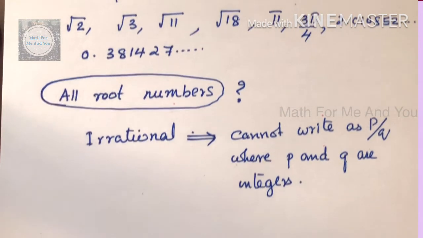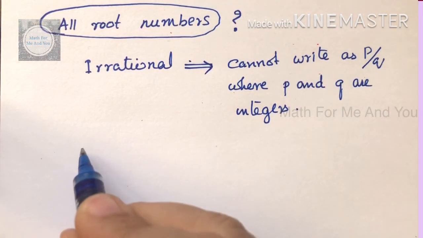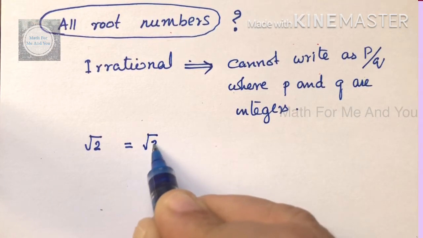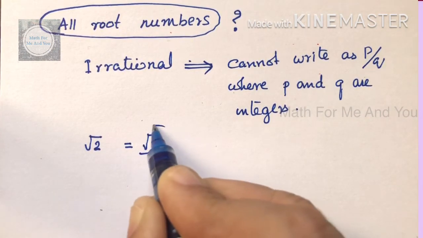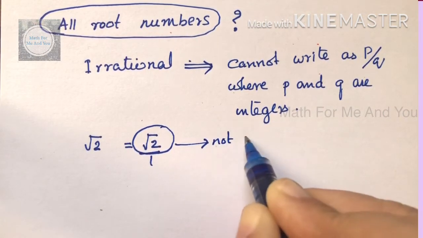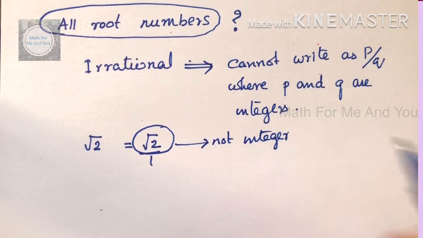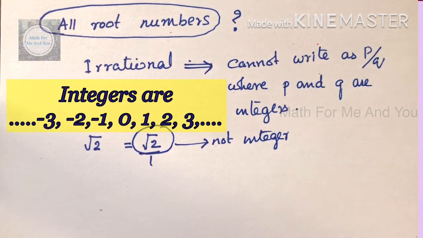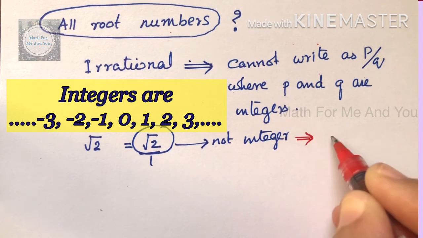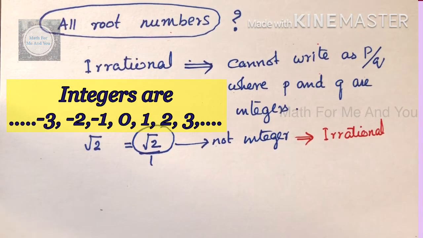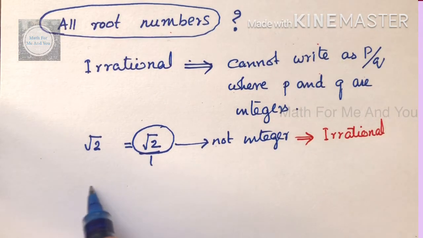Let's start with root 2. Root 2 we can write as numerator and denominator, how? Root 2 by 1. And what is root 2? Is it an integer? No, it is not an integer. That means the condition is not satisfied. So is root 2 irrational or rational? Root 2 is irrational because we cannot write it as p by q, where both p and q are integers. So here we write root 2 is an irrational number.